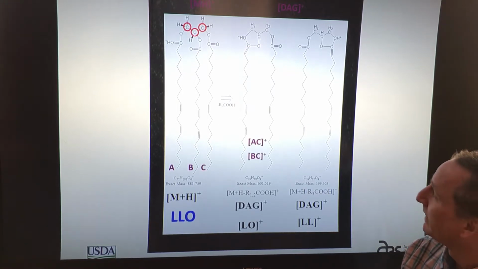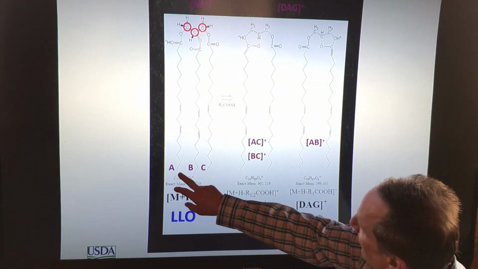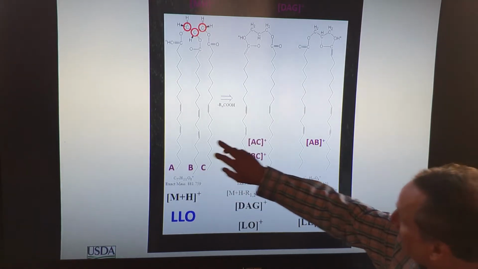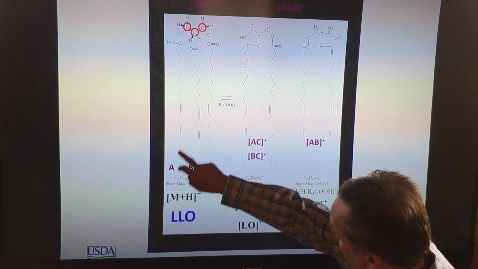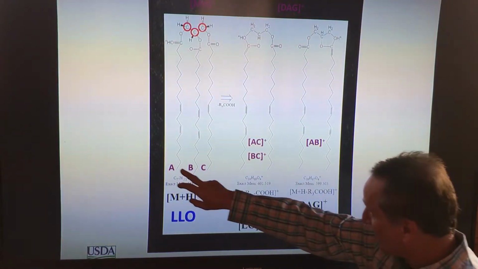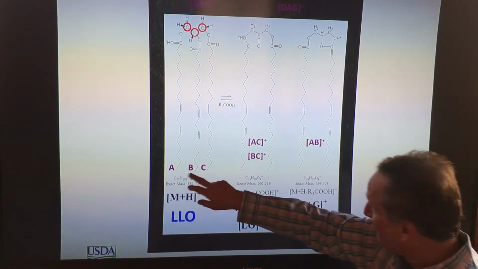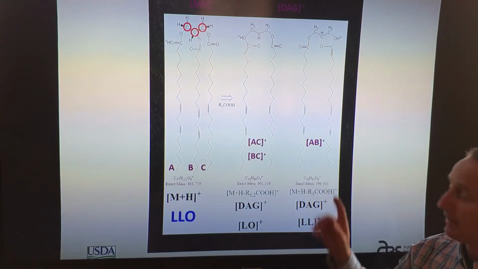Okay, so this is just showing ABC fatty acids here, then the linoleic acid is both A and B. So AC and BC are the same thing here. And then you have AB. So this just demonstrates what I was saying earlier. Two ways to get this one, one way to get that one.